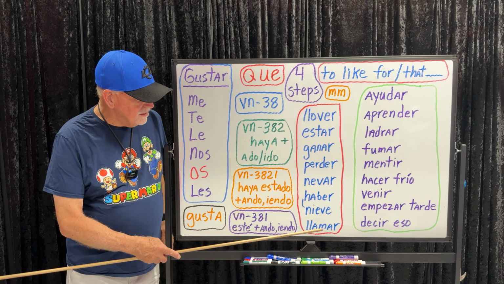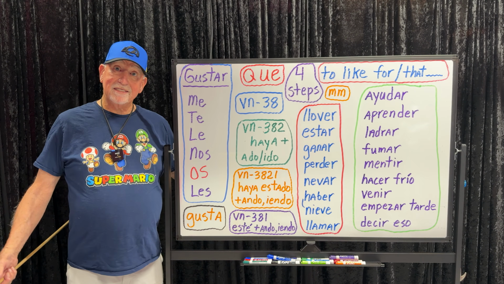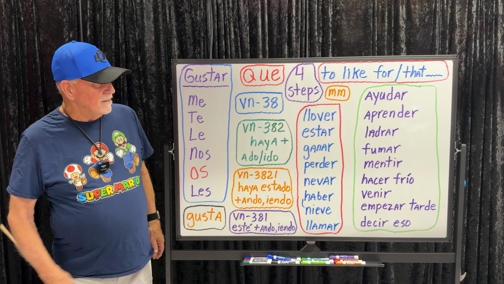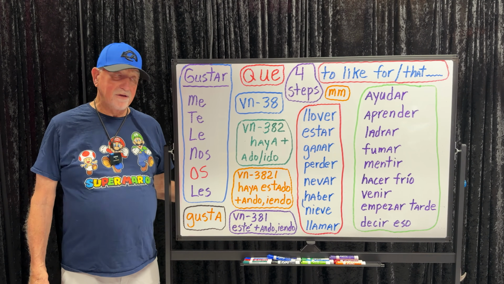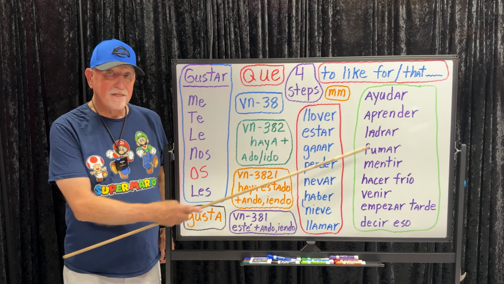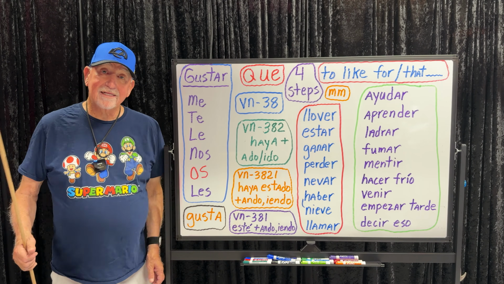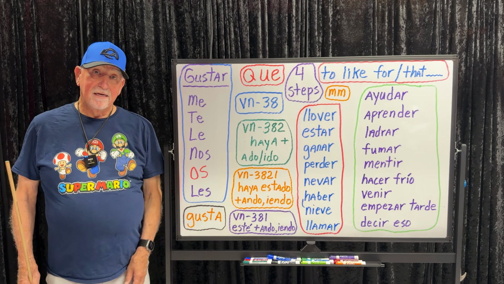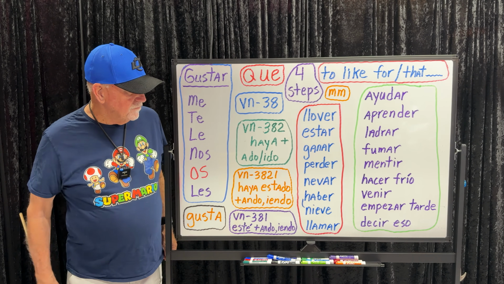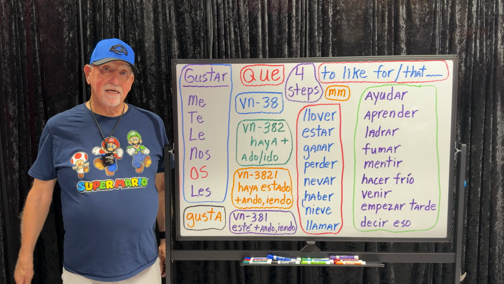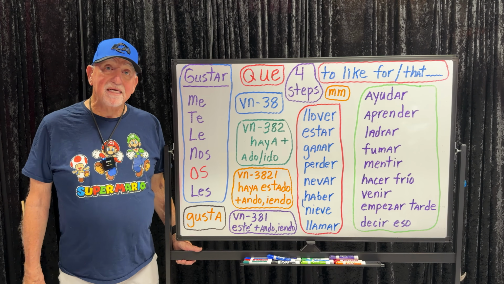I like that she's calling me. Me gusta que me esté llamando. I like that they are helping us. Me gusta que nos estén ayudando. I like that the dog is not barking. Me gusta que el perro no esté ladrando. I like that she's not lying. Me gusta mucho que no esté mintiendo.